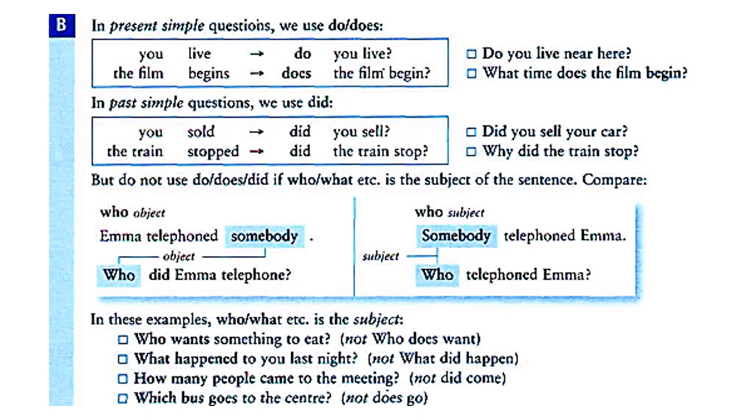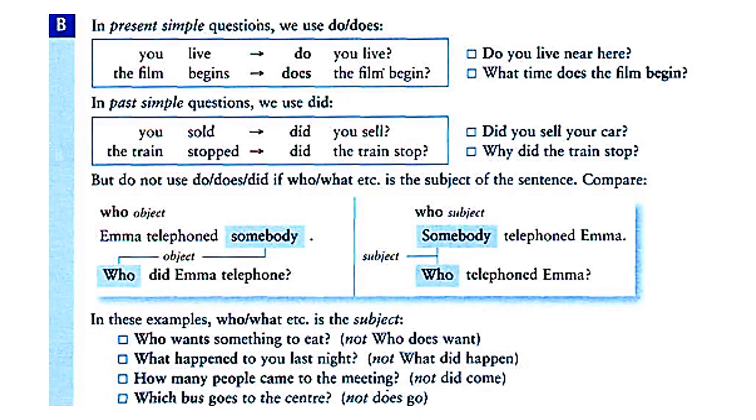In present simple questions, we use do, does. For example, you live, do you live? Do you live near here? The film begins. Does the film begin? What time does the film begin or start?